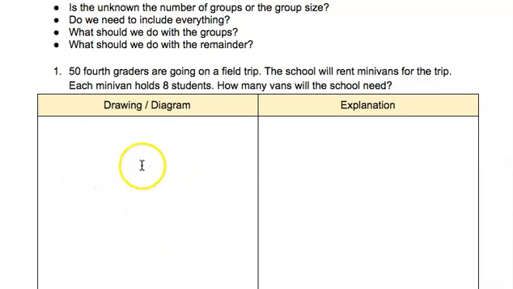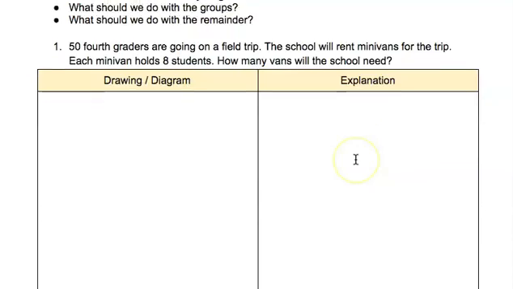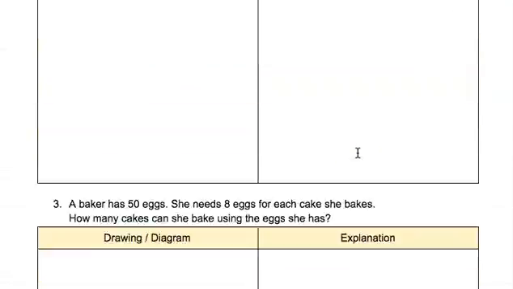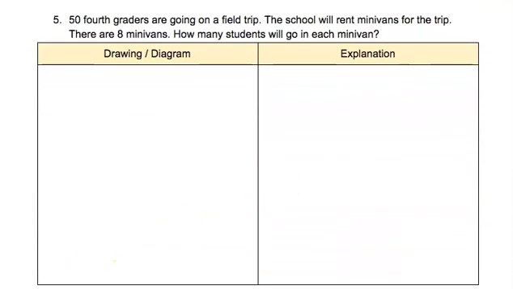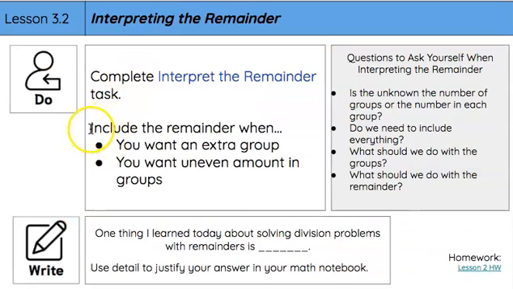Here you'll draw them, so you can use just tallies, or you can even use circles or squares or stars, and then you'll write what you actually did here. You're going to do this for a few more problems, and again, it's the same process. Also, remember to include a remainder when you want the extra group, or if you don't mind the uneven amount in the groups. So for the band situation, we wanted to add an extra group because we didn't want to leave any students behind. Then move on to the right section of your learning plan.